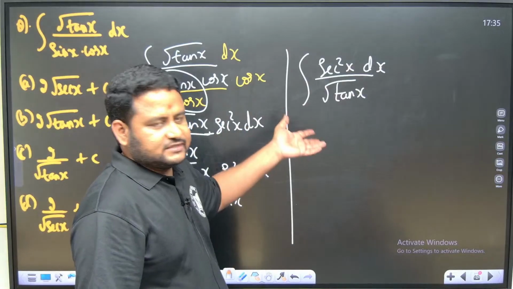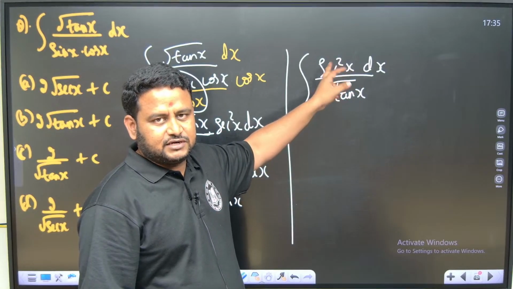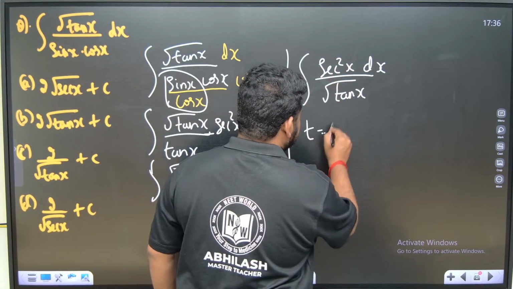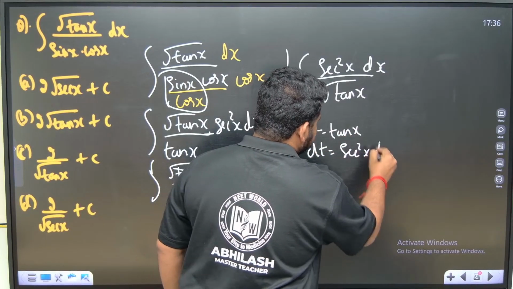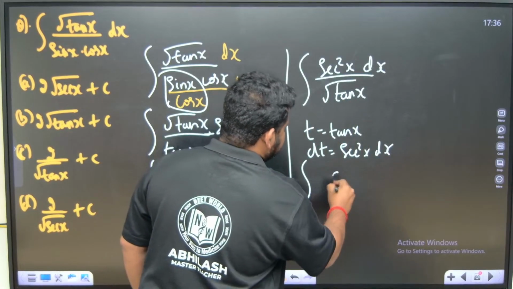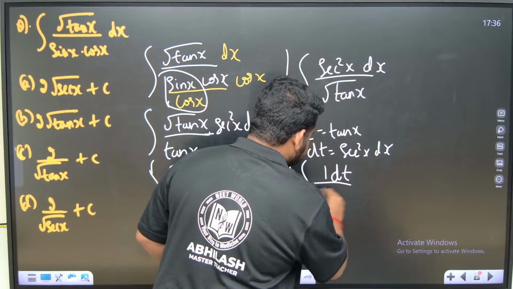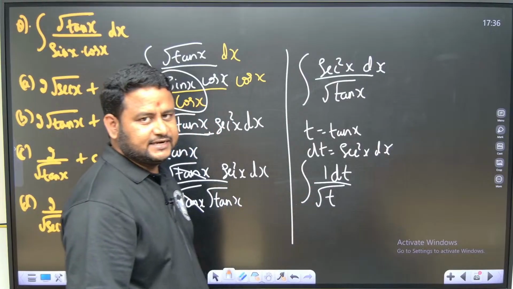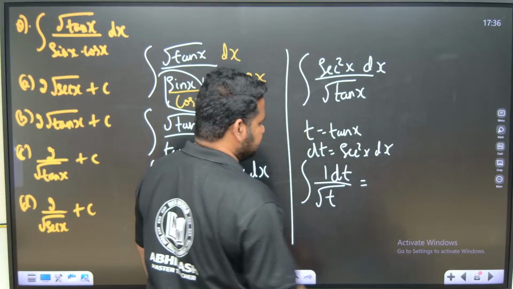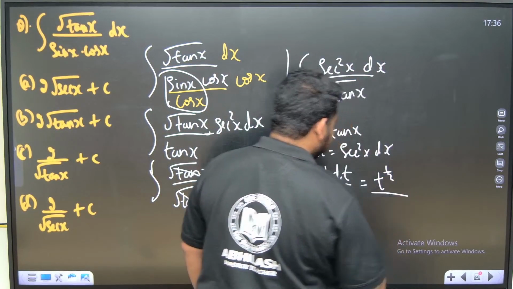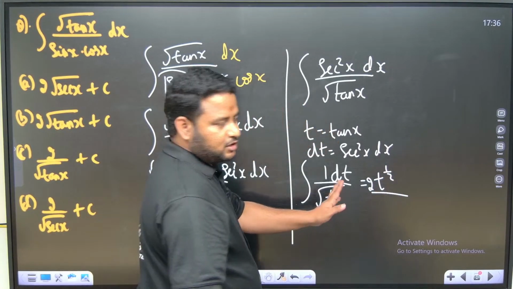Instead of putting t directly, I can note that secant square x is the derivative of tan x. So you can write t is equal to tan x, so dt will become secant square x dx. The integral will change into dt by square root of t, that is 1 by root t dt. If I integrate it, this will become t to the power of half divided by half, so 2 times t to the power of 1 by 2 plus c.